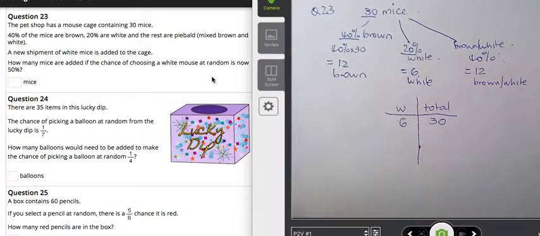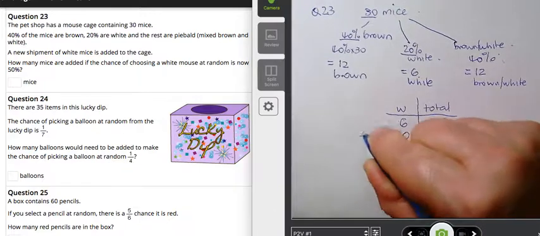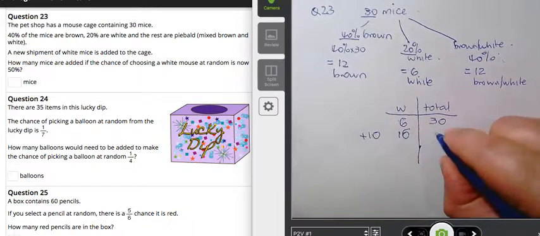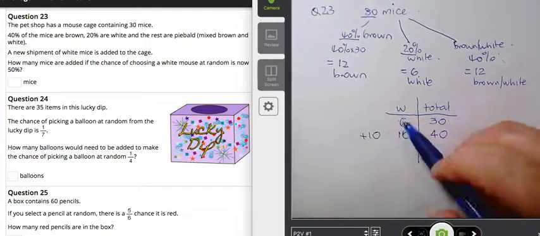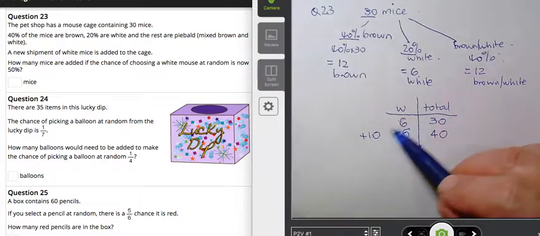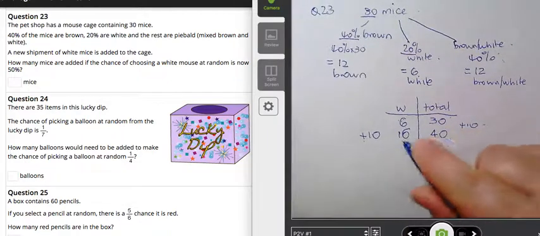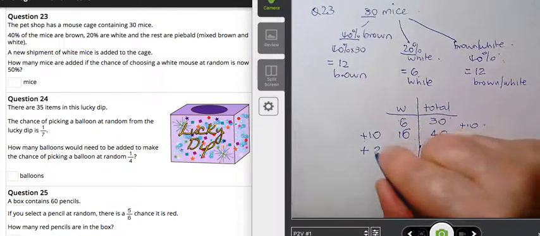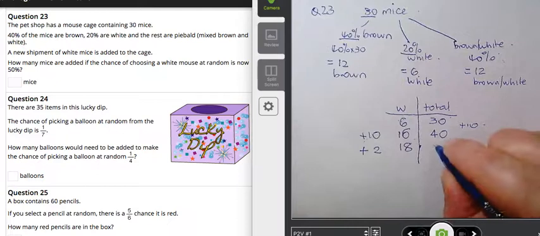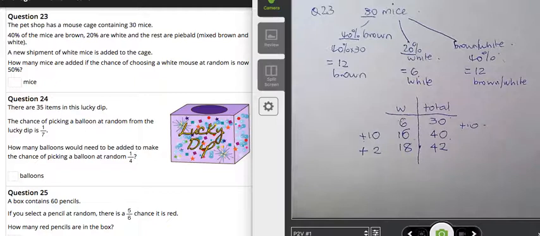Let's say we added another 10 white. That gives me 16 white out of a total of, there will now be, so if I have 6 white out of a total of 30, if I add another 10 white, I've now got 16 white, and the total is now 40. That's not quite half, so let's add a few more. Let's add another 2 white, for example, that gives me 18 white out of 42.